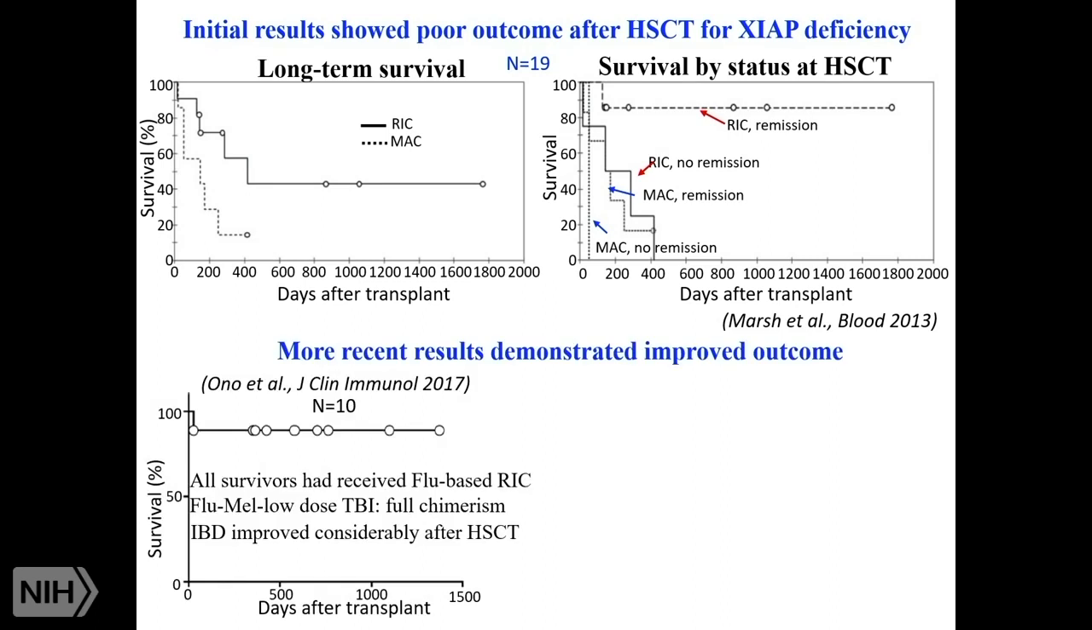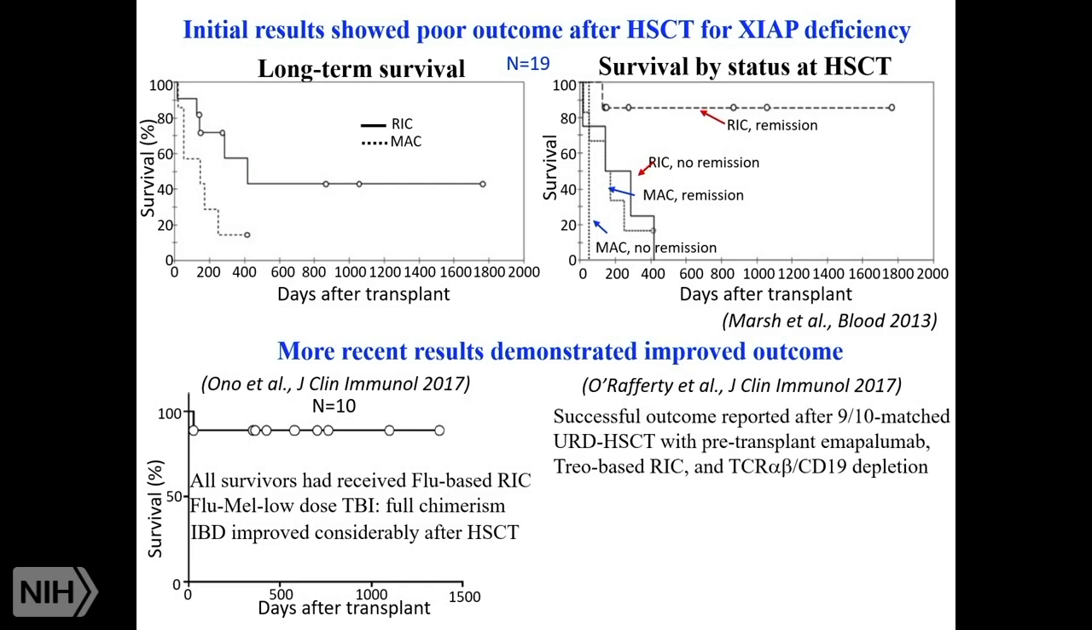And with those data in mind, a more recent series has shown, although in a limited number of patients, very good survival. The only patient that didn't survive received a myeloablative regimen in this series, but all of the others received reduced intensity conditioning, and they all developed full chimerism. And in all of them, the inflammatory disease significantly improved post-transplantation. So again, we're learning, but we're learning through accumulation of data. And again, this calls one more time for collaboration among centers to pool together their experience.